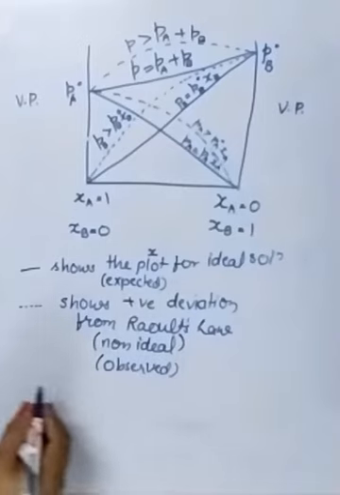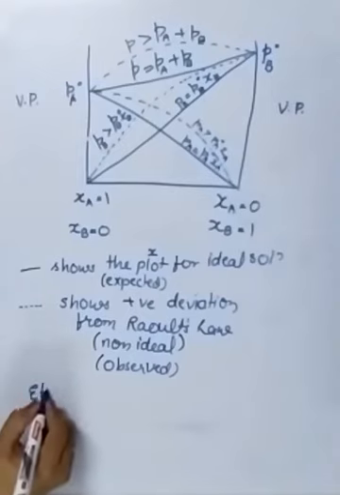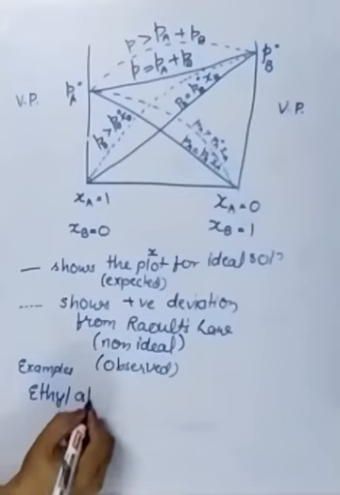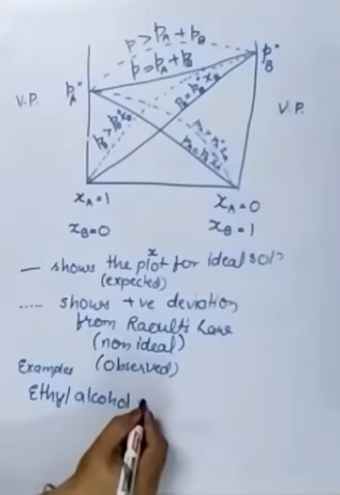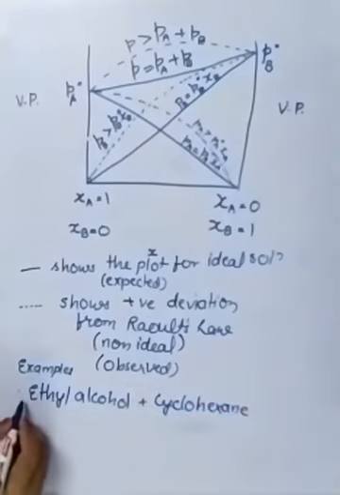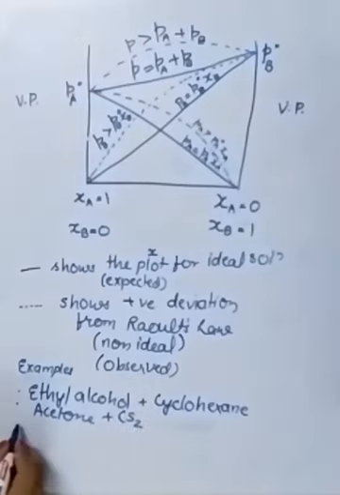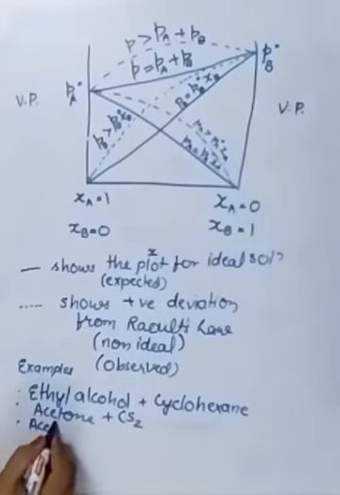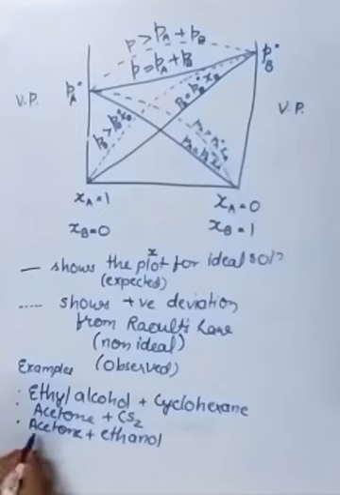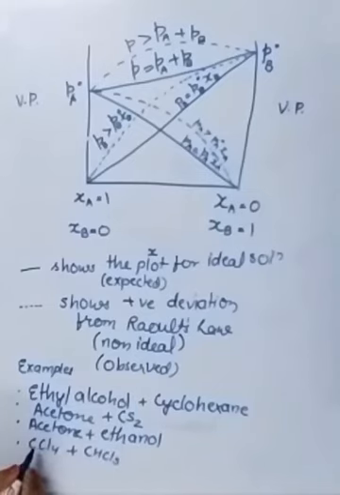Now, examples for non-ideal solution showing positive deviation, that is ethyl alcohol mixed with cyclohexane, acetone and carbon disulfide, acetone mixed with carbon disulfide, acetone with ethanol, carbon tetrachloride plus chloroform, ethanol and water.